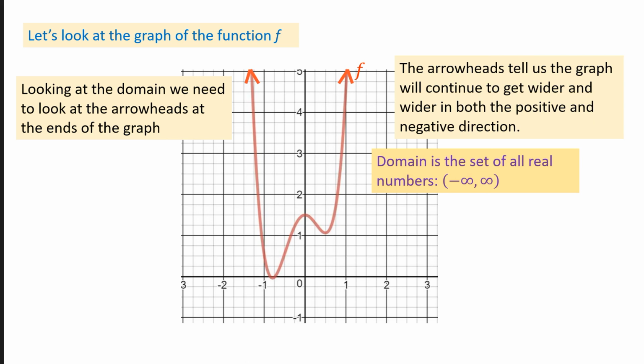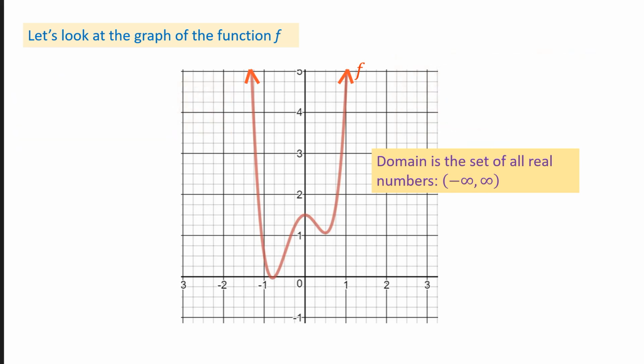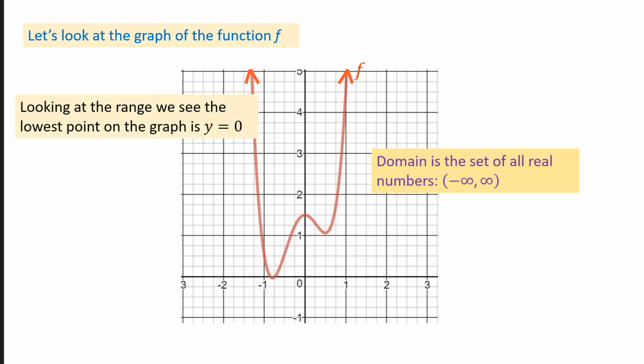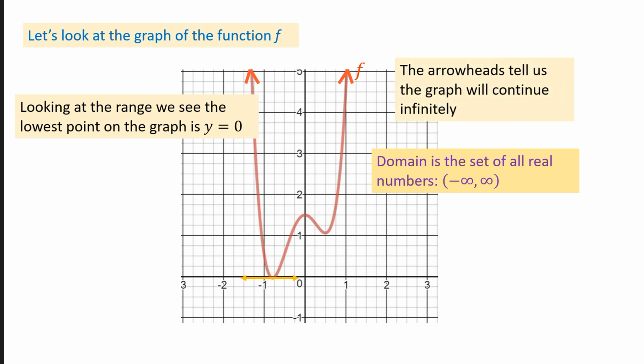All right, let's look at the range now. So for the range, we need to see the lowest point on the graph. I can see the lowest point on the graph is 0 and that it is included. There's not an open circle or anything like that. So the arrowheads, we're pretty good at this for range.